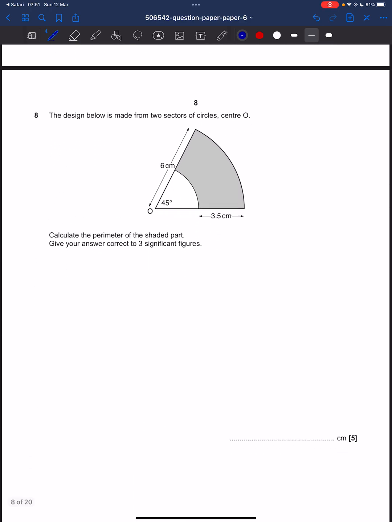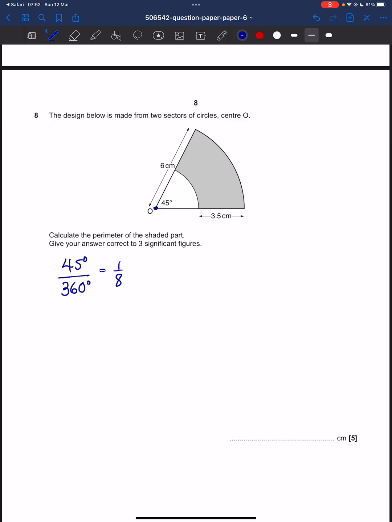The design below is made from 2 sectors of circles, centre O. Calculate the perimeter of the shaded part. Give your answer correct to 3 significant figures. Okay, so 45 degrees is 45 divided by 360, that proportion of a full circle. So it's 1/8 of the full circle.